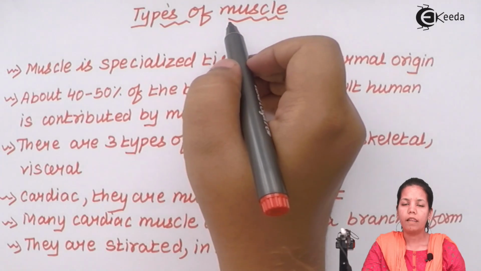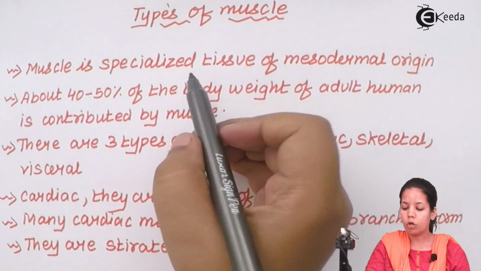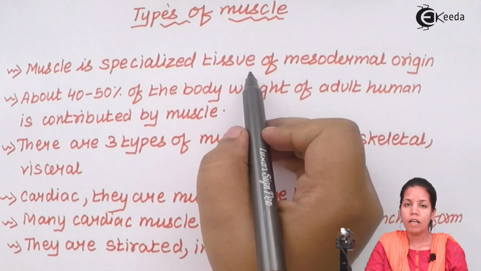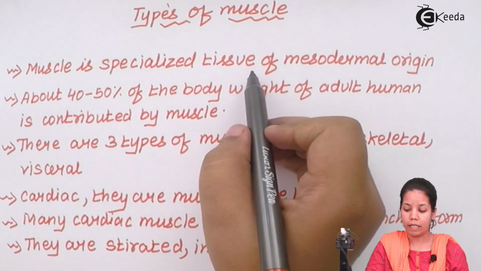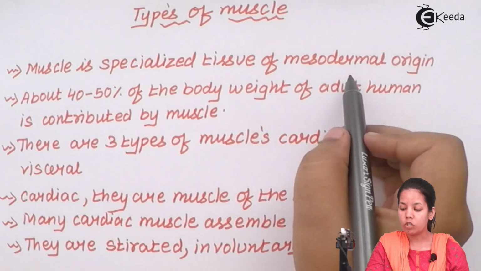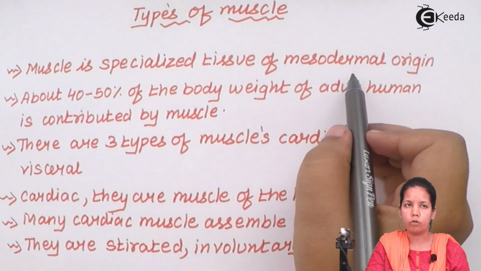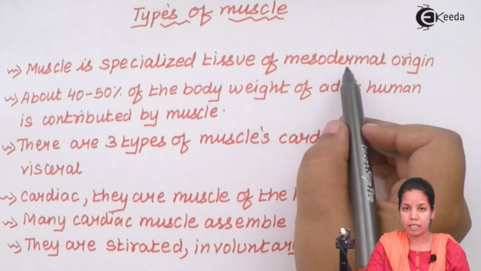Types of muscle. Now if I talk about types of muscles in human beings, they are a group of specialized tissues. When I say group of specialized tissue, it means that many different cells come together and tissues are formed. So muscles could be said as specialized tissue which are mesodermal in origin. Now there are three derms: endoderm, ectoderm and mesoderm, and muscles are mesodermal in origin.